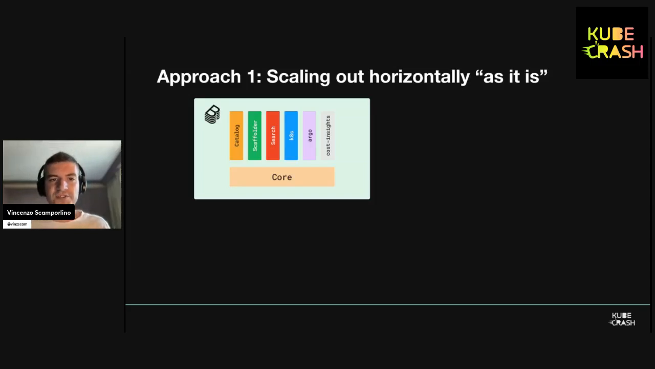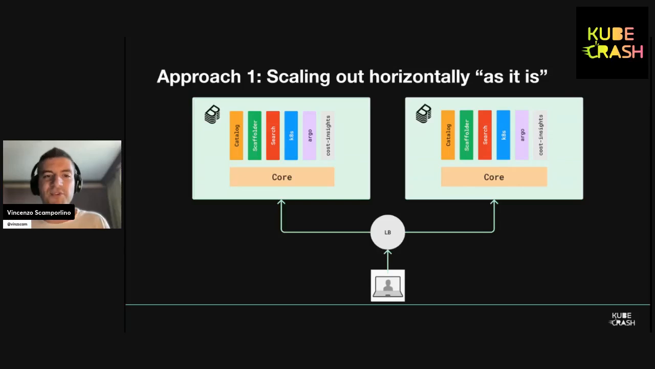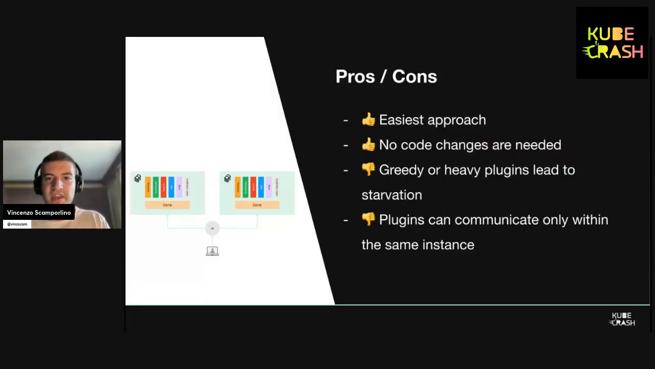The approach for scaling out Backstage would be to just replicate the instance as it is, putting a load balancer on top of the instances just for routing the requests. This approach is valid. Pros and cons of this approach: this is very easy to achieve. You just replicate the instances as they are, and that's it. You don't have to change any code or toggle any internal configuration.